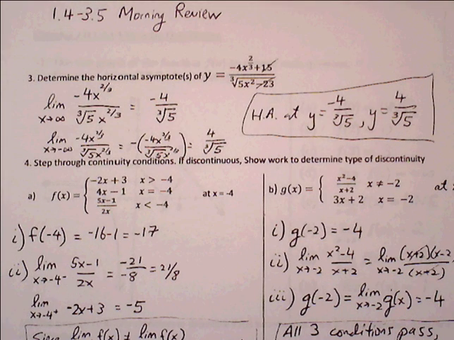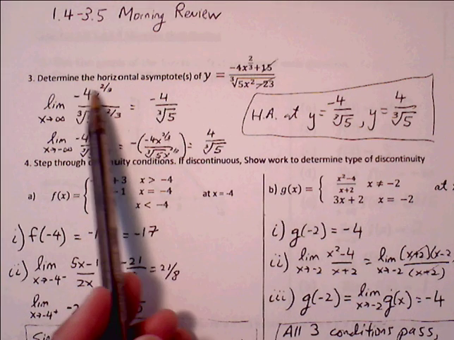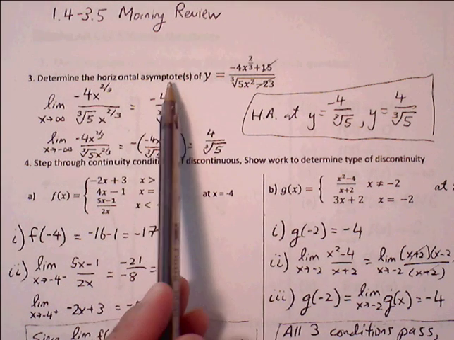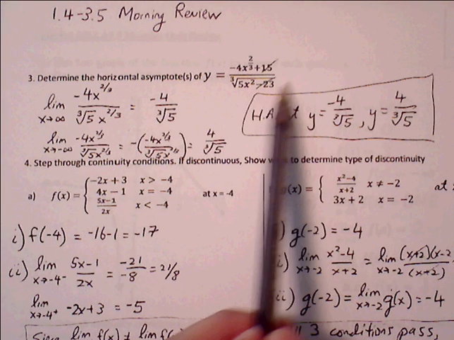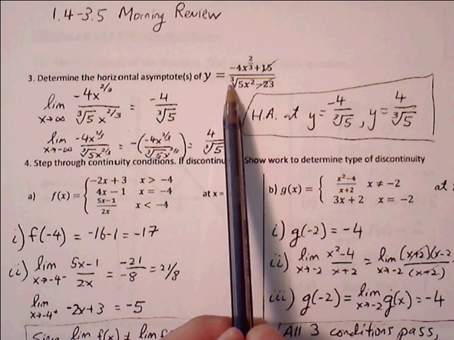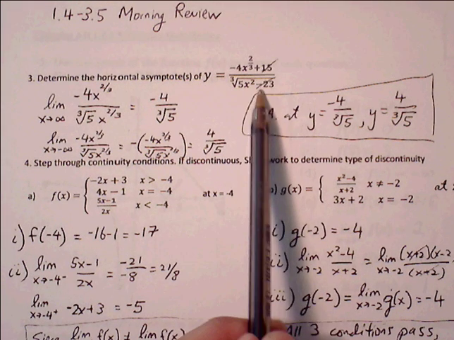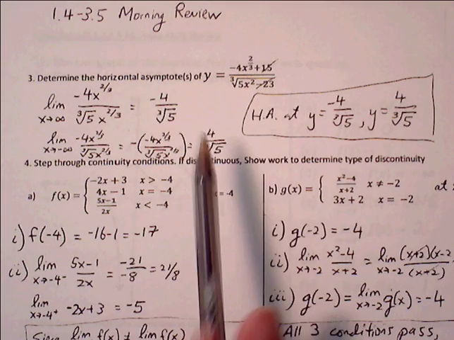Let's continue with the back page of the 1/4 through 3/5 morning review on limits. Number 3, determine the horizontal asymptotes. So if we're asked to determine the horizontal asymptotes of something that looks like this, where we have numerator over denominator and the denominator has a radical, this is an indication that there could be two separate horizontal asymptotes.